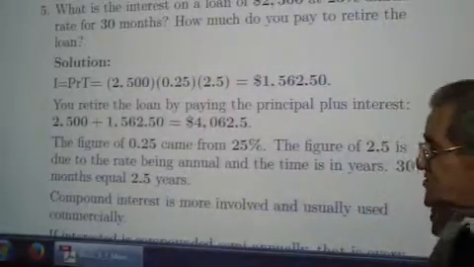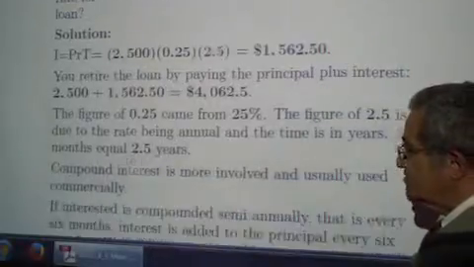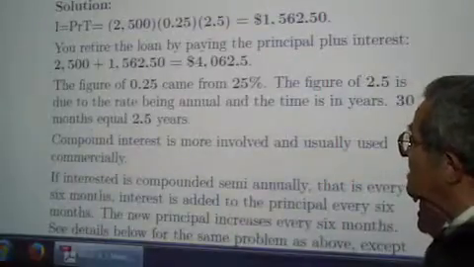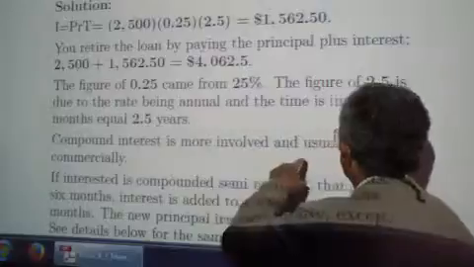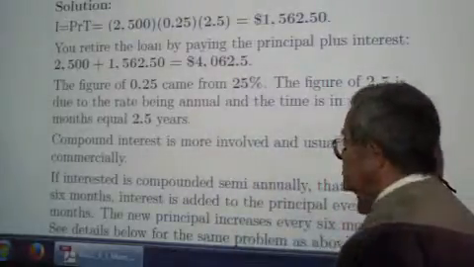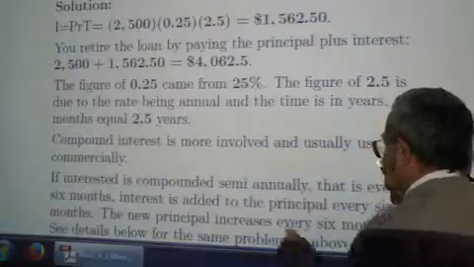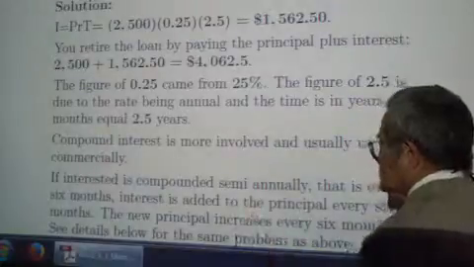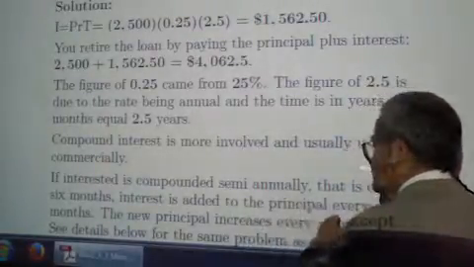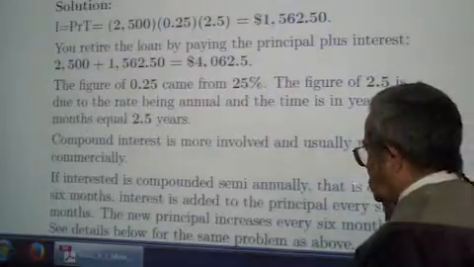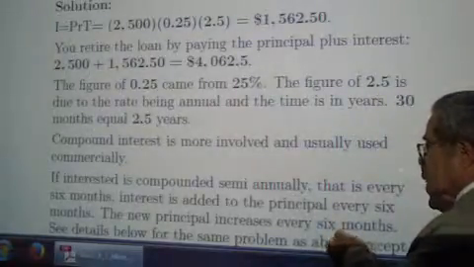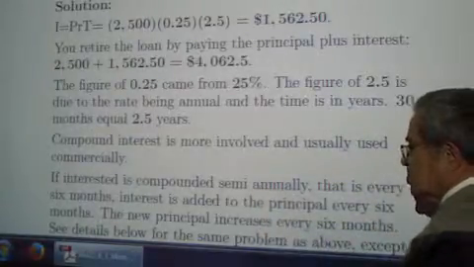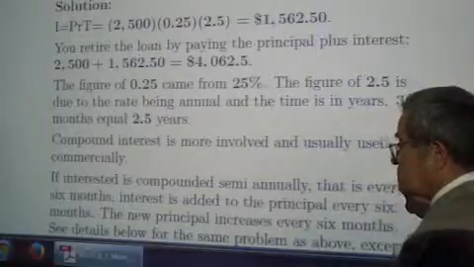Compound interest, which is used in commerce, is more interesting. Compound interest is more involved and is used commercially. If interest is compounded semi-annually, that means twice a year, which means every 6 months. Interest is added to the principal every 6 months. So at every compounding period, the interest that is earned in that period is added to the principal, and you need interest on a higher principal than you had before the interest.